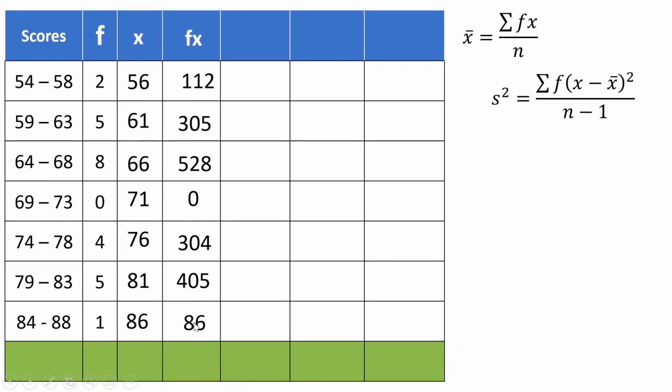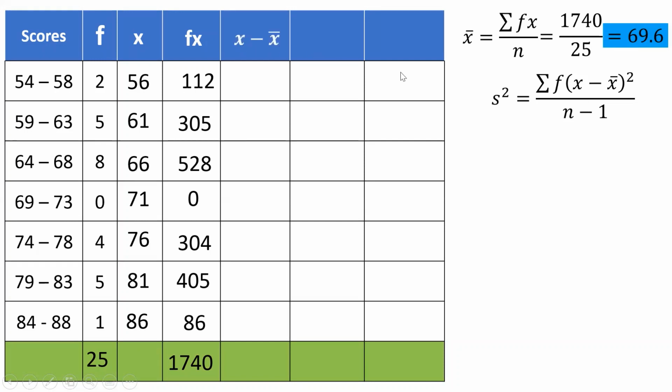Now, we need the sum of the fx. So adding this is now equal to 1,740. In the formula, we also need the n, which is the summation of the frequency. So just add the frequency, that is equal to 25. So substitute this to the formula. We have 1,740 divided by 25. Now the sample mean is equal to 69.6. Now we can solve for the variance.